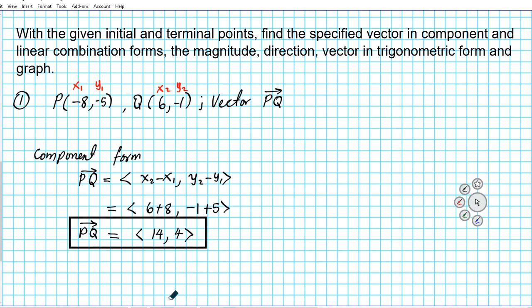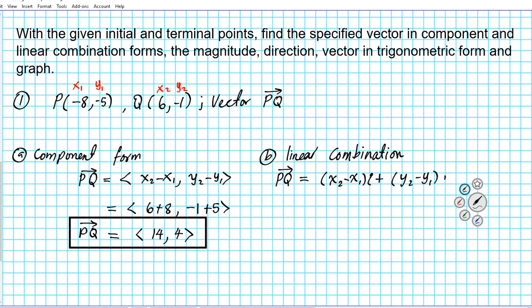Alright, next thing we're going to do, we're going to find the vector in linear combination form. So how do we write the vector in linear combination form? Vector PQ in linear combination form can be found by using the formula: the run, x2 minus x1, attached to an i, plus the rise, y2 minus y1, attached to a j.